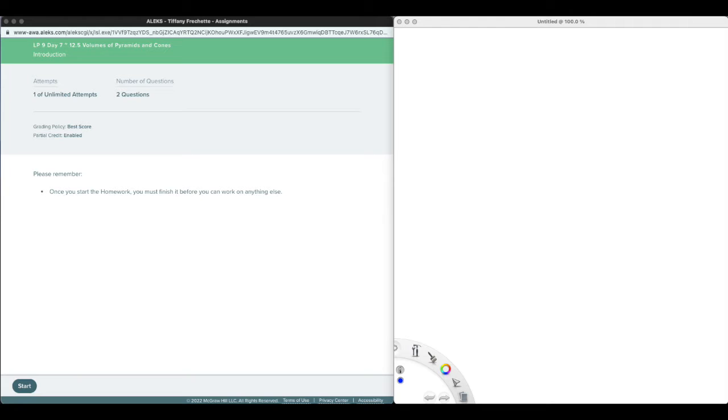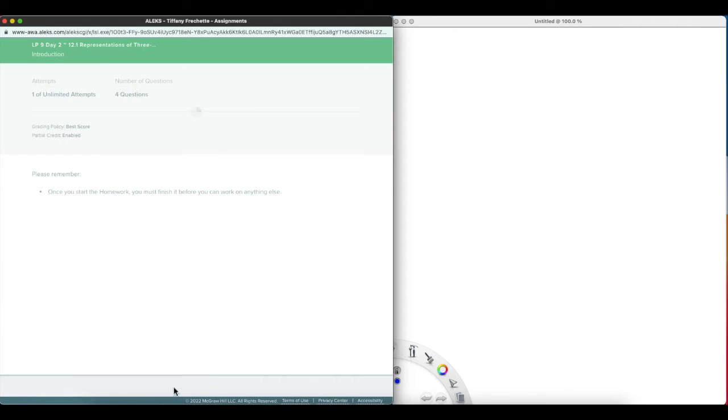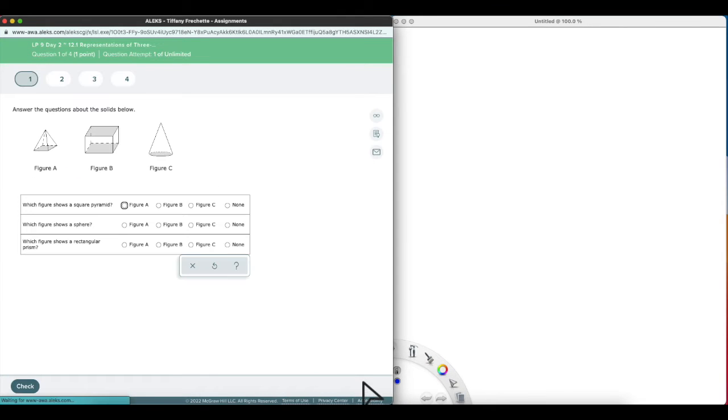This also, if I understand correctly, goes into parts of a question too. If there's more than one answer within the question, there's partial credit on there too. Down here it says, please remember, once you start your homework, you must finish it before you can work on anything else. And what that means is once I click start, down here in the bottom right corner, there's going to be a submit assignment button. This is how we finish an assignment.